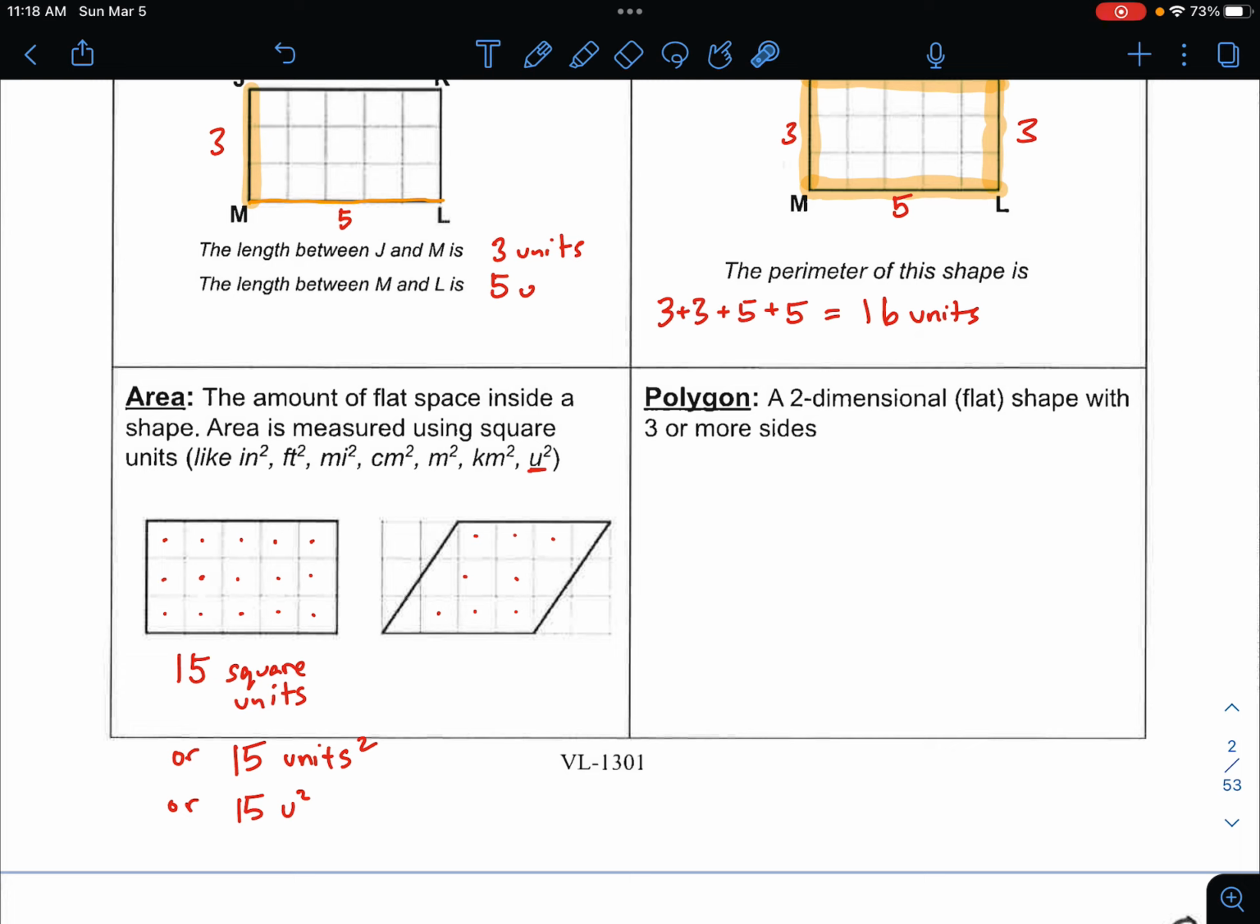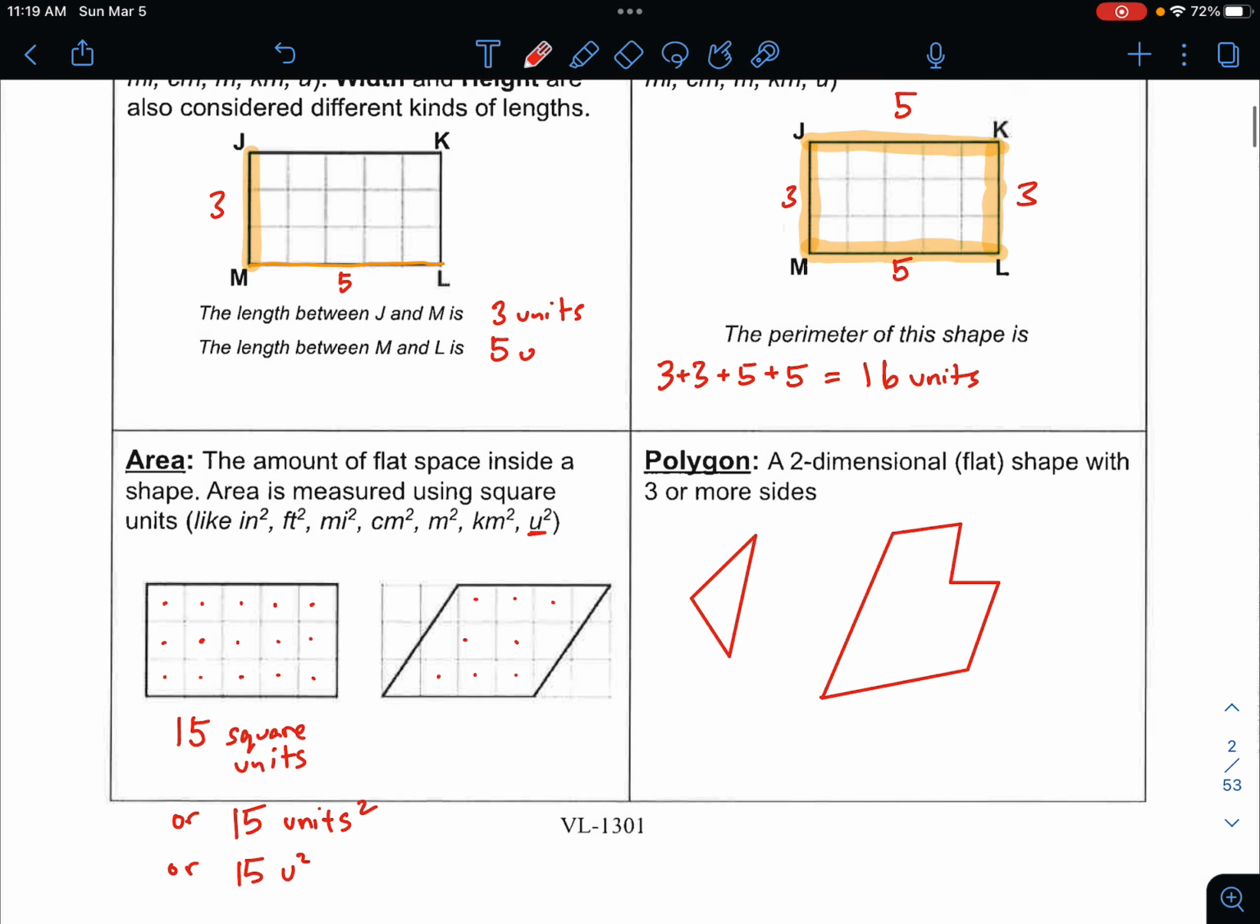Lastly is polygon. Polygon is a 2-dimensional flat shape with 3 or more sides. So what is a polygon? It is any shape with more than 2 sides. So this is a polygon. Let's go from here to here. That's a polygon. 3 or more sides. So I can do this, and then this, and then this, and then this, and then I can even go like this, and whoops, that last one was not good. And finally like that. These are both polygons. You just have to have 3 or more sides to be a polygon.